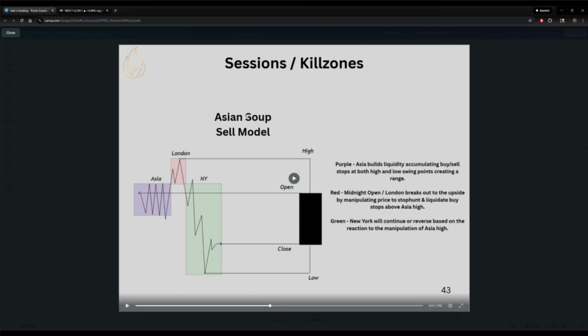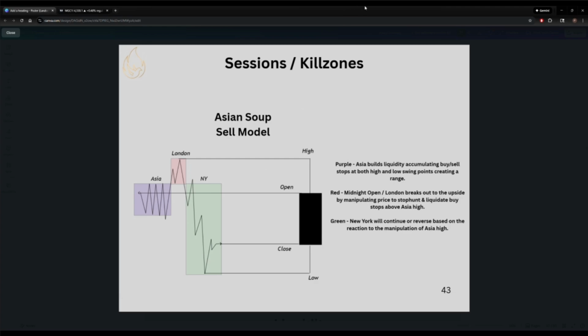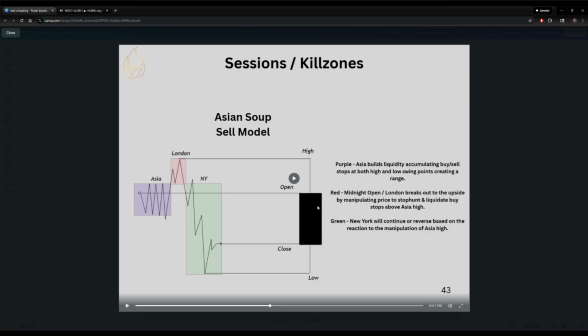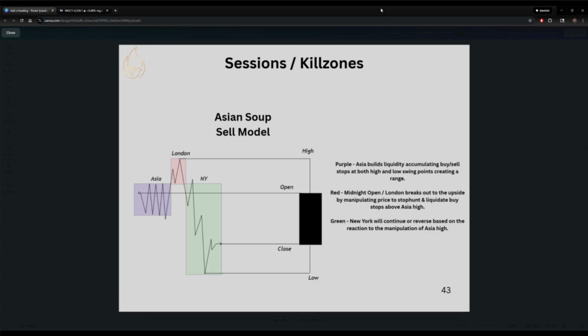But this logic goes for every time frame. This could be 5 minute, this could be 1 hour, this could be daily. You get how the candlestick works, right? Yeah, I watched the video. Open, high, low, close.